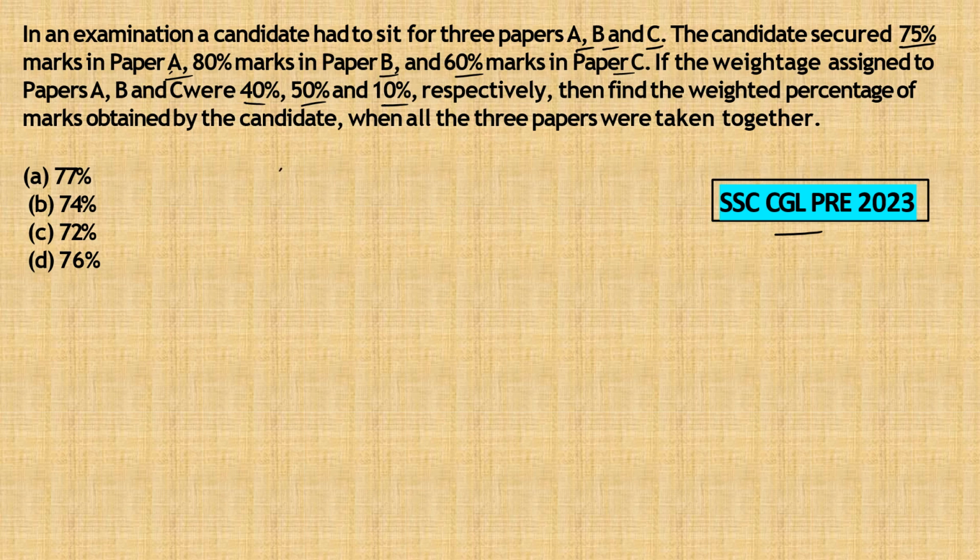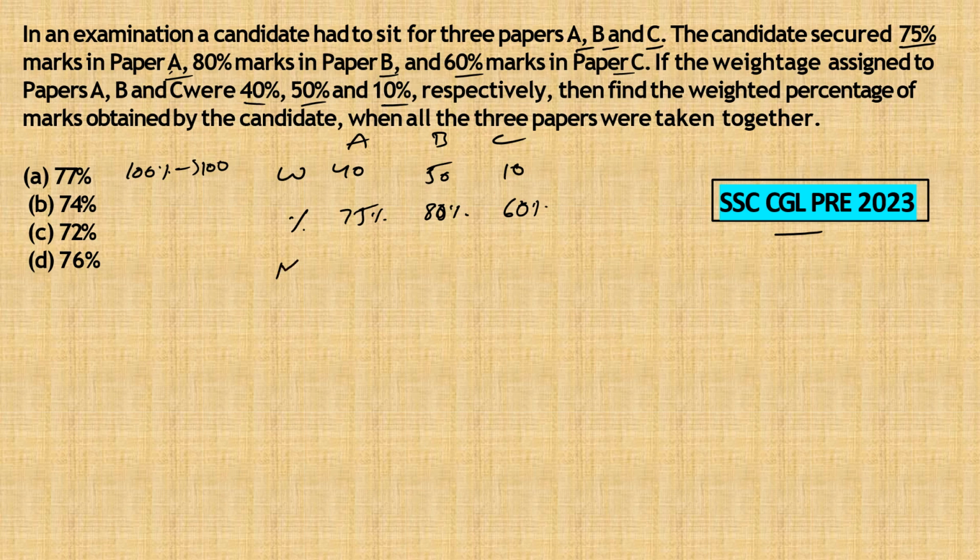I'll write here directly. Weightage is 40% plus 50% plus 10%, that is 100%, equal to 100 marks. You can write directly the marks: paper A is 40 marks, paper B is for 50 marks and paper C is for 10 marks. The percentage he scored in each subject is 75% in paper A, 80% in paper B and 60% in paper C.